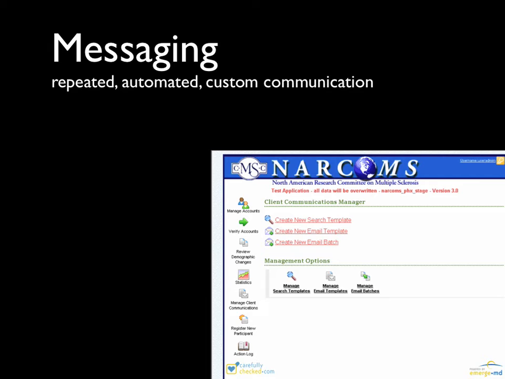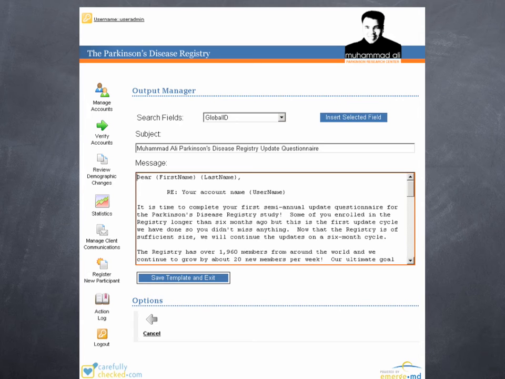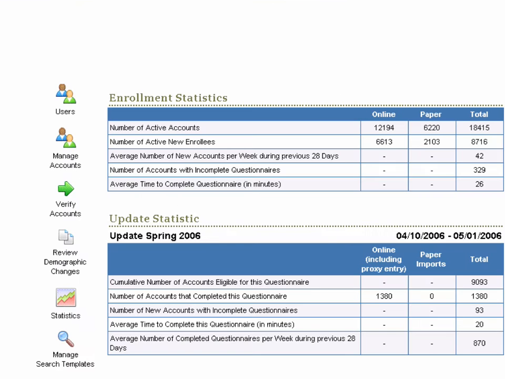Messaging allows repeated, automated, and custom communication with the participants within the community. So in this case, a customized message is being sent to a particular subset of the database that is now personalized. So not every member of the community may get this message. Only men who are over 65, who've had less than 1 year diagnosis of Parkinson's, would receive this message asking them if they might want to be in a trial.